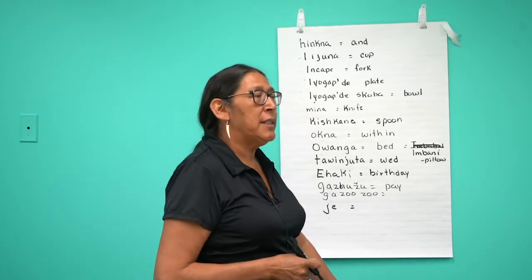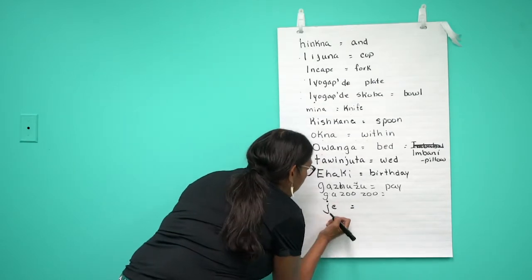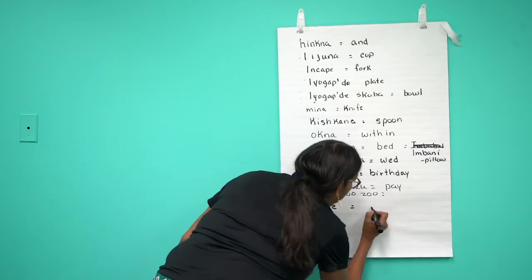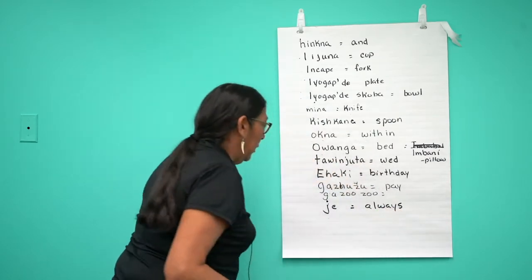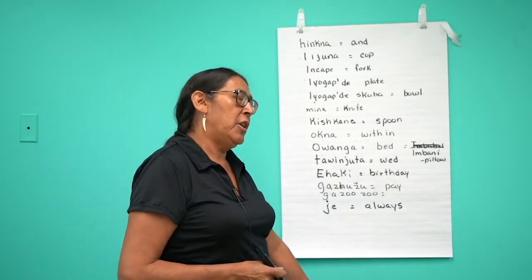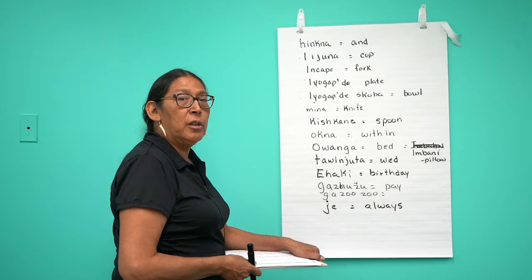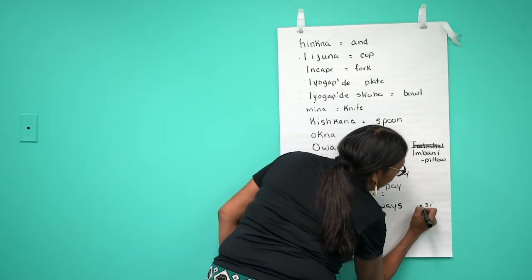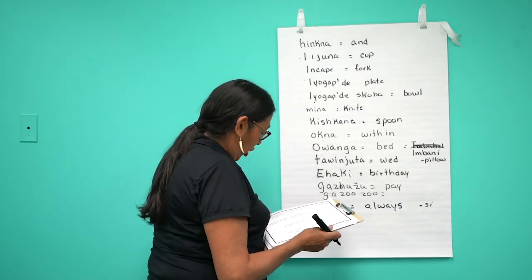Jechedu, always. It's always like that. My father used to say that, huh? Jechedu. It's always like that. This is always. Jechudeshi. It shouldn't be like that. If you don't want it to be like that, you add your si to make it a negative. Jechesh.